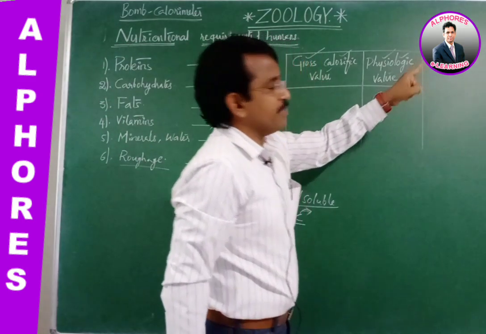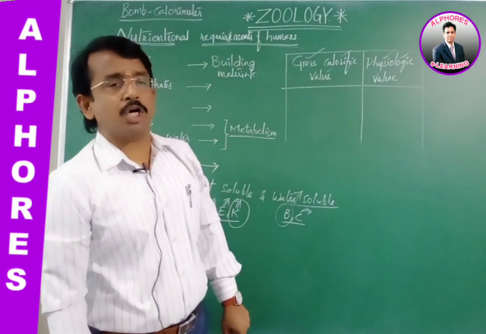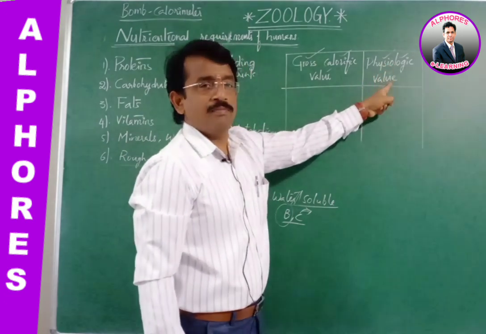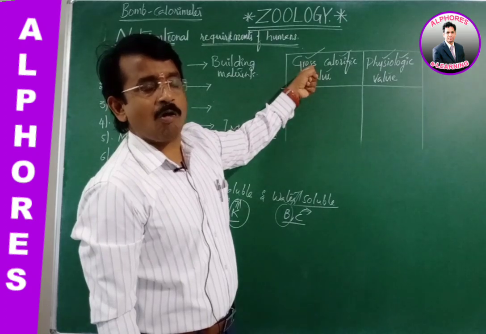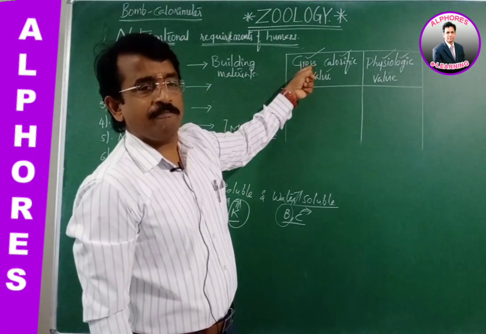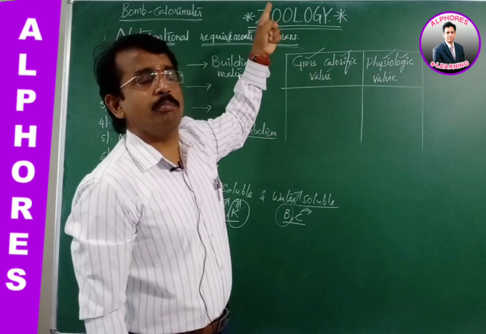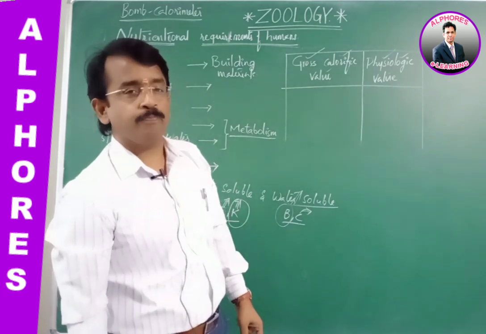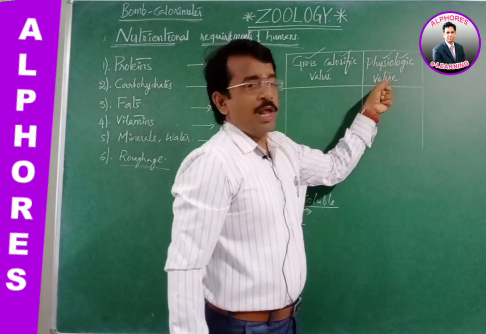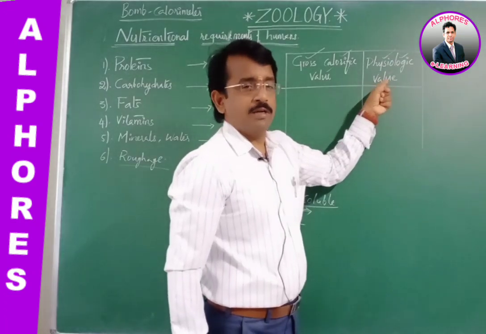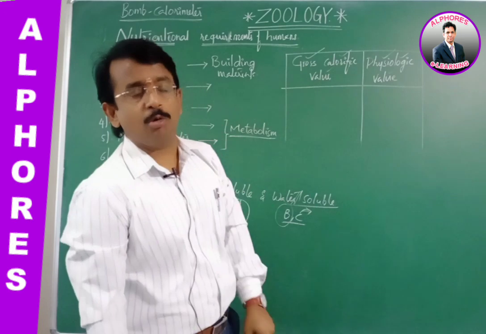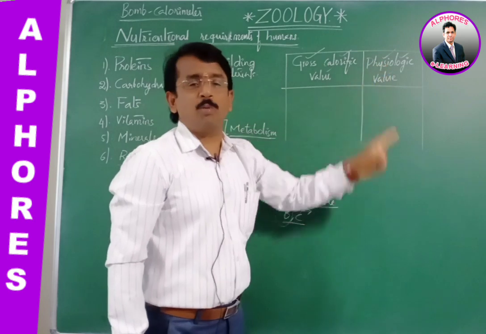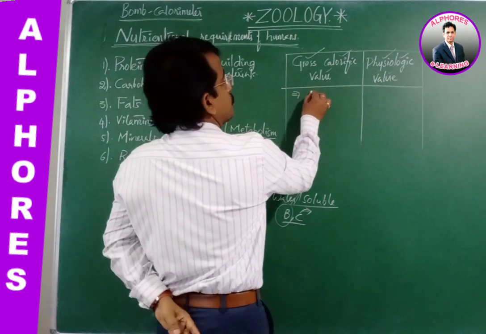So, the amount of heat produced on combustion of carbohydrates, proteins and fat in our body is the physiologic value. The amount of heat generated on combustion of 1 gram of carbohydrates, proteins and fat using a bomb calorimeter in the lab is named the gross calorific value. The physiologic value is less when compared with the gross calorific value. Gross calorific value is more than the physiologic value.